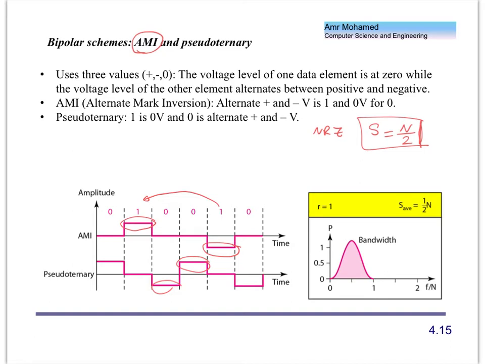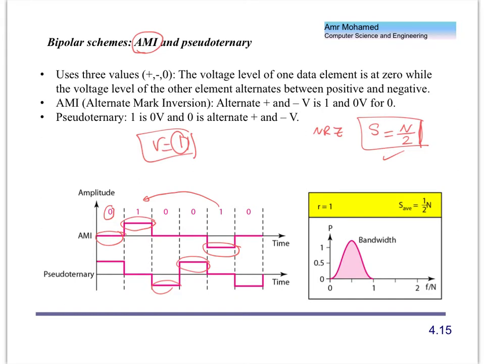In terms of signal rate, this is similar to the non-return to zero. So the ratio R is 1, because you have one data element and one signal element. So R is 1, which means that S is n over 2. That's good, right?